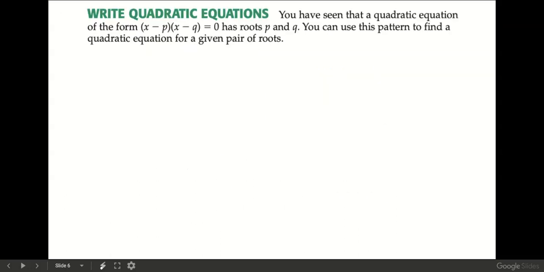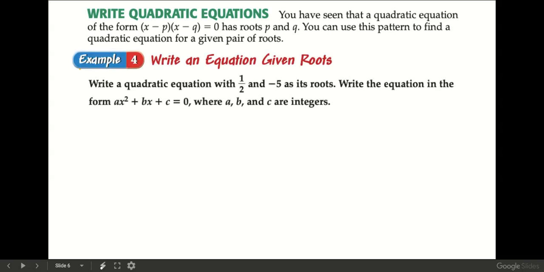We can also write quadratic equations. You have seen that a quadratic equation in the form of quantity x minus p times the quantity x minus q equals 0 has the roots at p and q, right? These two numbers end up being your roots. You can use this pattern to find a quadratic equation for a given pair of roots. So let's look at this example. It says write an equation given roots. So write an equation with 1/2 and -5 as its roots. Write the equation in the form ax squared plus bx plus c equals 0, where a, b, and c are integers. So again, we can go ahead and take this based off what we know.